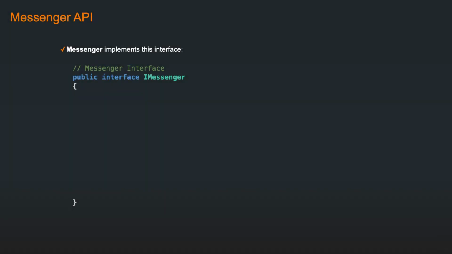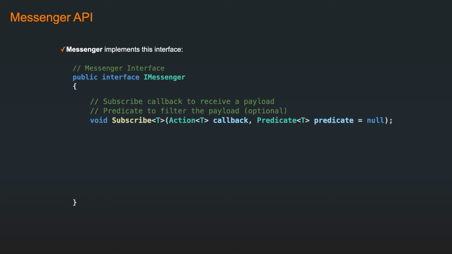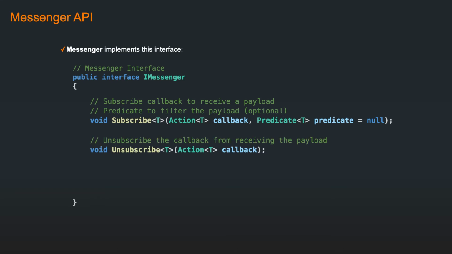The Messenger class implements a messenger interface that contains three methods. The Subscribe method is used for the subscription of a callback delegate to receive a specific type of payload. The method accepts a predicate delegate to allow filtering of unwanted payloads. The Unsubscribe method is used for the removal of a callback delegate. The Publish method is used for the publishing of the specific payload.